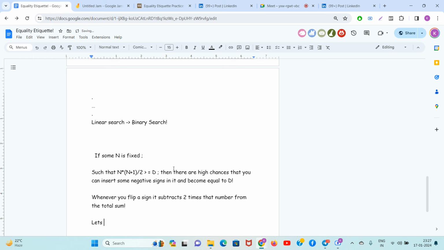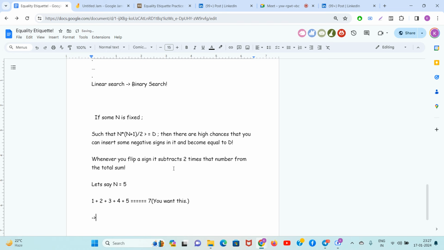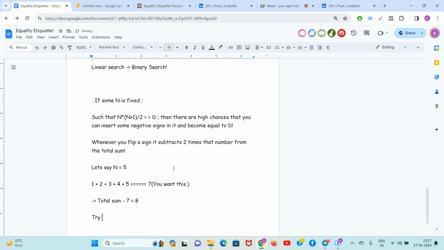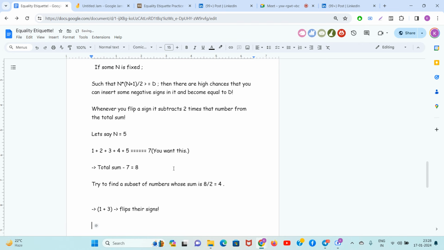So, let's say n equal to 5. You want this. So guys, what is the difference? Total sum minus 7, 8. Try to find a subset of numbers whose sum is 8 by 2, because flipping any number will give the effect of 2. So 8 by 2 equal to 4, which is nothing but 1 plus 3. So this means that if you flip their signs, your job will be done. Flip their signs. Such a deep problem this is, my goodness.